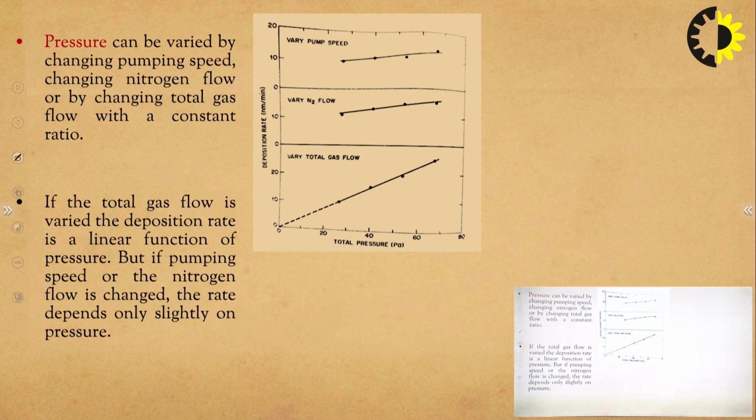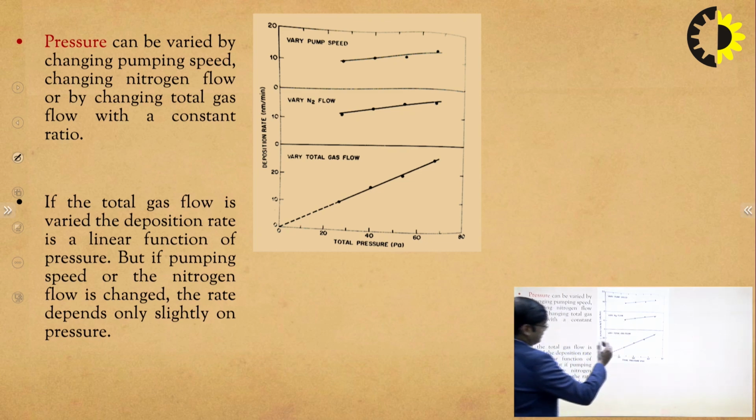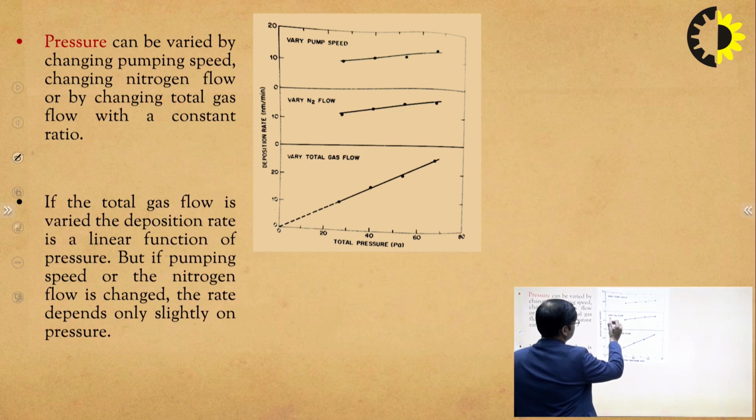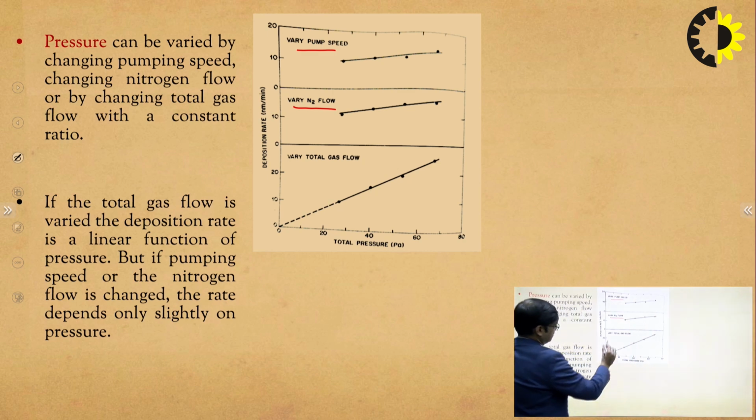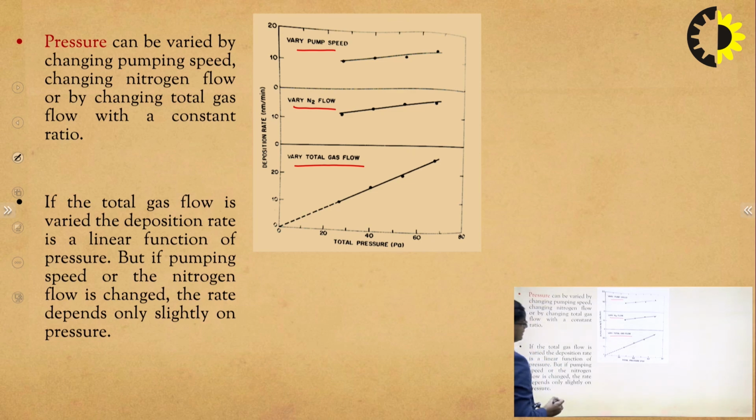Now, another figure here we are seeing how the pressure of various gases changes the deposition rate. Here we can see the increase in partial pressure or total pressure changes the deposition rate, but the change of partial pressure, say of nitrogen gas or the pump speed, changes the deposition rate slowly, whereas if the total pressure of the gas is increased, then the change in deposition rate is more pronounced.